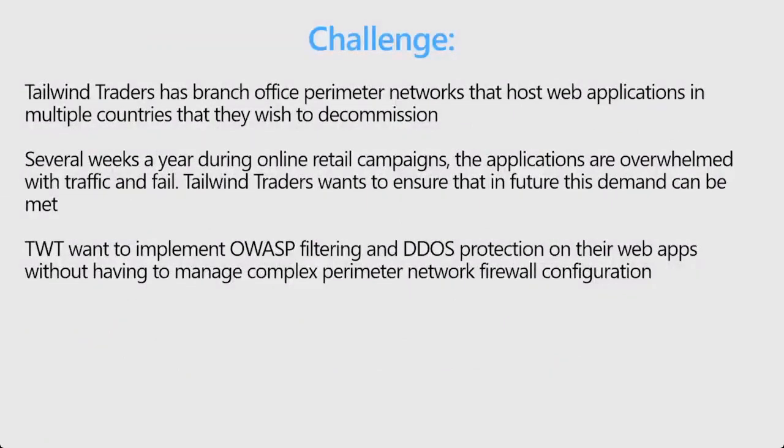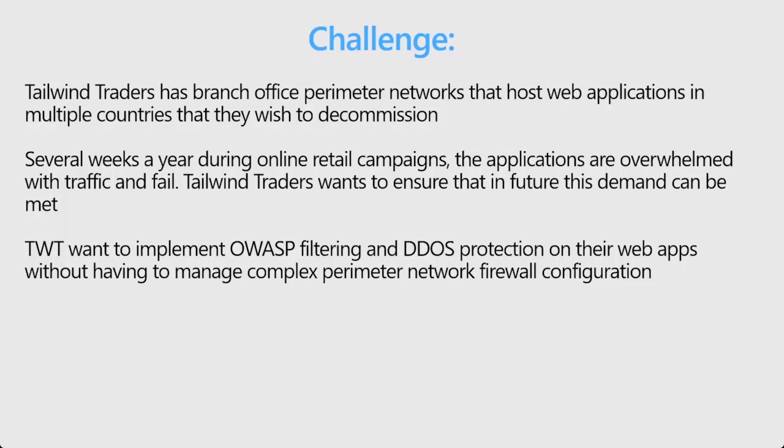And in this challenge, when we're thinking about how hybrid works, we're looking at web applications. So Tailwind Traders has branch office perimeter networks that host web applications in multiple countries that they wish to decommission. Now, I'm sure you're aware of this, but if you've kind of forgotten how this works, basically a lot of organizations have got perimeter networks, sometimes called DMZs, that sit there and they host web applications, and people connect over the internet to those web applications, and the web applications do something related to the business.